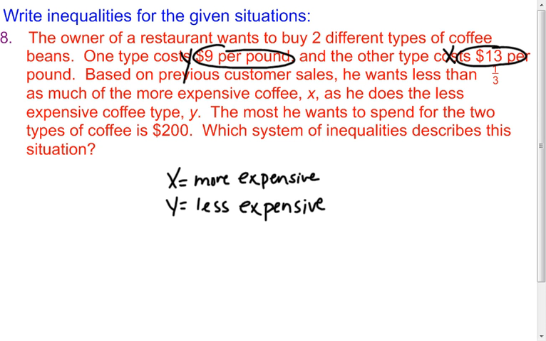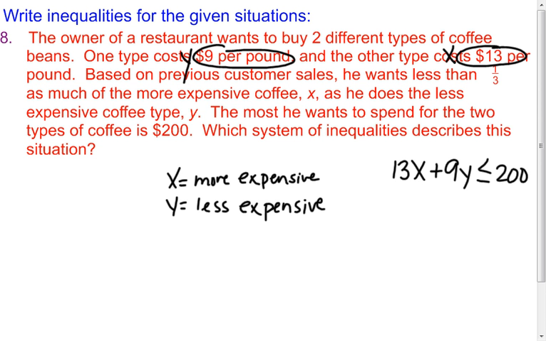Okay? So if you're looking at how much money they're spending, let's make an equation just based on money. I have $13 every time I buy the more expensive coffee, plus $9 every time I buy the less expensive coffee, and I cannot spend any more than $200 total. So that has to be less than or equal to 200.